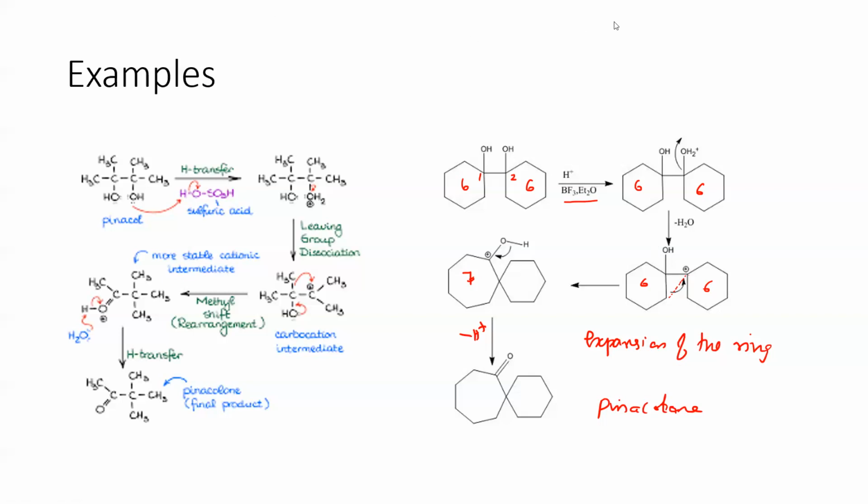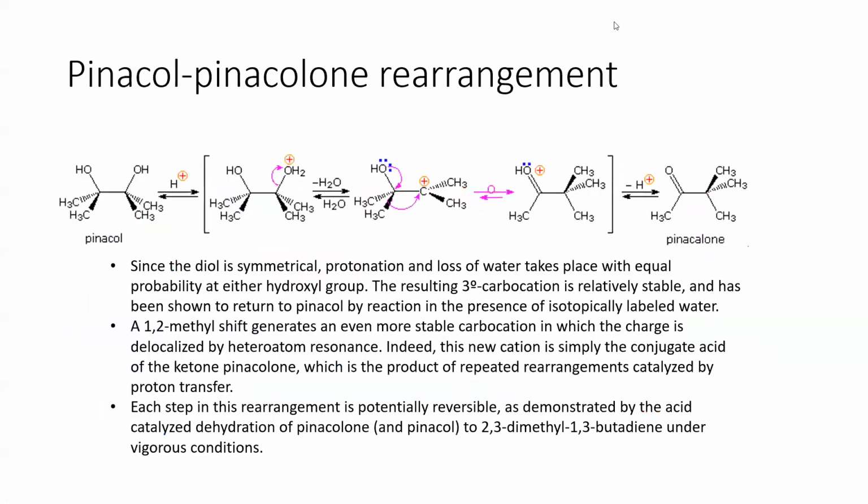Is it clear? If it's clear, we are going to see the next topic, next example. Okay, so this is actually the orbital picture of the pinacol-pinacolone rearrangement. We have discussed the basic things before. I have just written what is given here.